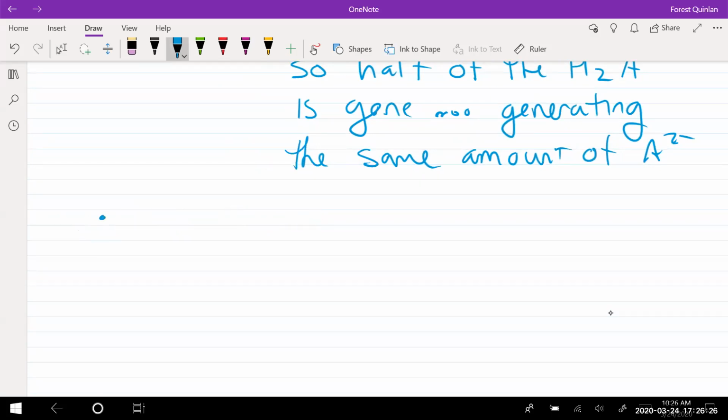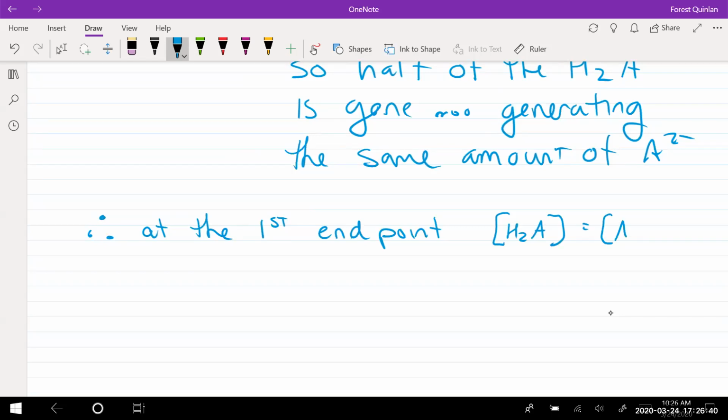Therefore, at the first endpoint, the concentration of H2A is equal to the concentration of A2 minus, right? Half of our acid is gone, generating the same amount of the conjugate base. So those two are the same.